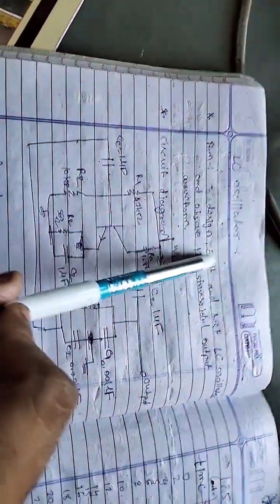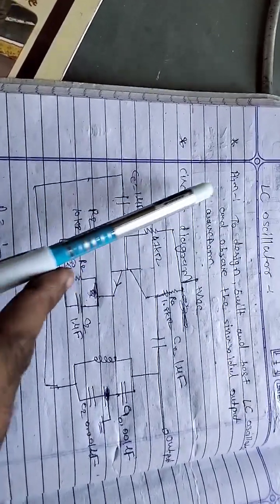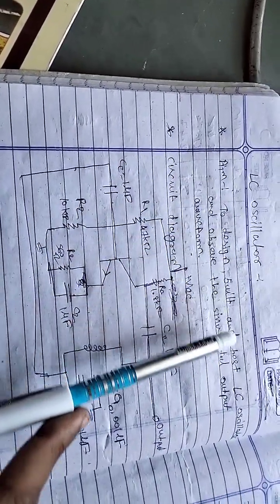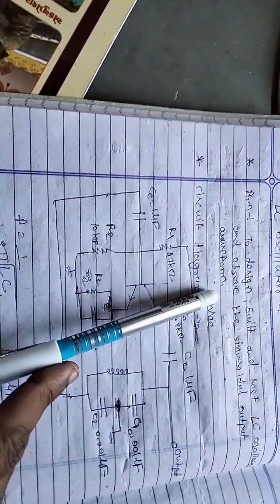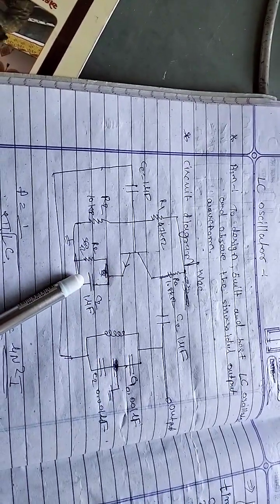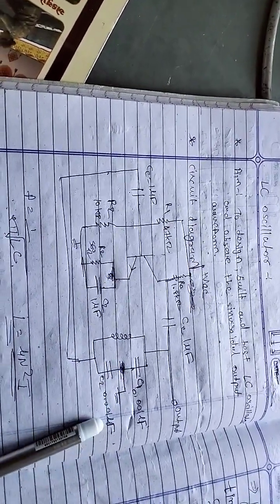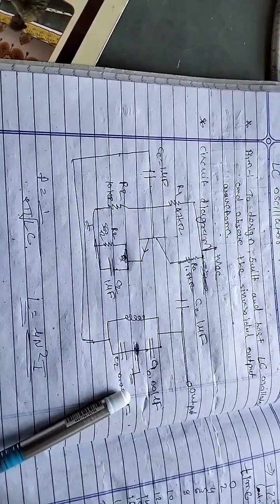Hello students, today we'll be discussing how to make an LC oscillator using the Colpitts oscillator. First, we learn about the aim: to design, build and test the LC oscillator and observe the sinusoidal output waveform. This LC oscillator is basically used to get an output sine wave in the high frequency range, like the kilohertz range.